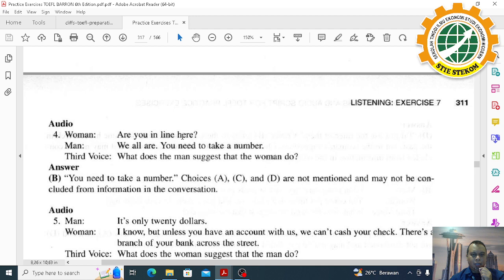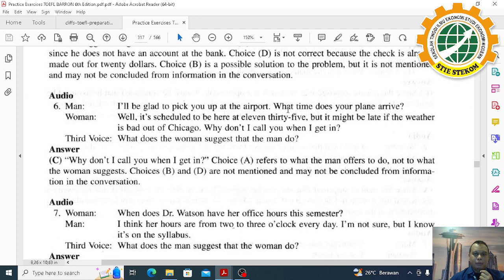And then number 6. "I'll be glad to pick you up at the airport. What time does your plane arrive?" "Well, it's scheduled to be here at 11:35, but it might be late if the weather is bad out of Chicago. Why don't I call you when I get in?" What does the woman suggest that the man do? So the best answer is C, yeah. "Why don't I call you when I get in?" Yeah, the best answer is C. That is what the man suggests: why don't I call you when I get in? That's the suggestion, yeah.